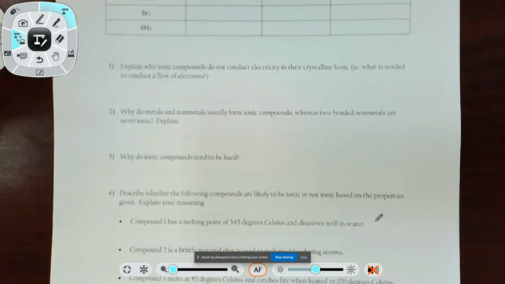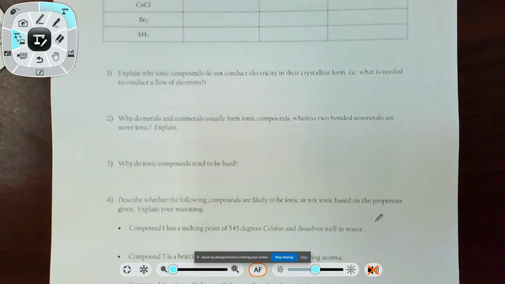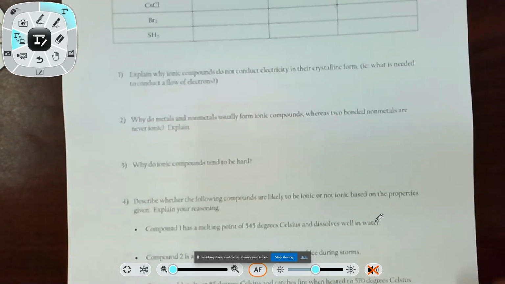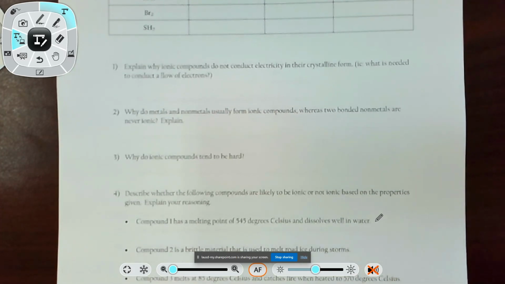Okay, let's take a look at these review questions here. Question number one says explain why ionic compounds do not conduct electricity in the crystalline form. If you remember from the notes, an electric current requires two things. One, you need charged particles, and two, they have to be able to move. An ionic compound does have charged particles. By definition, it's made up of cations and anions, positive and negative charges.